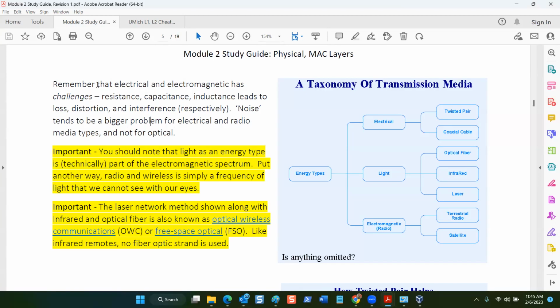Any questions about what this diagram means? That's the main category, energy types. Then we have subcategories: electrical, light, and radio. Everybody see this? Yeah. And then we break those down even further. We have twisted pair and coax and electrical. We just showed you pictures of both.